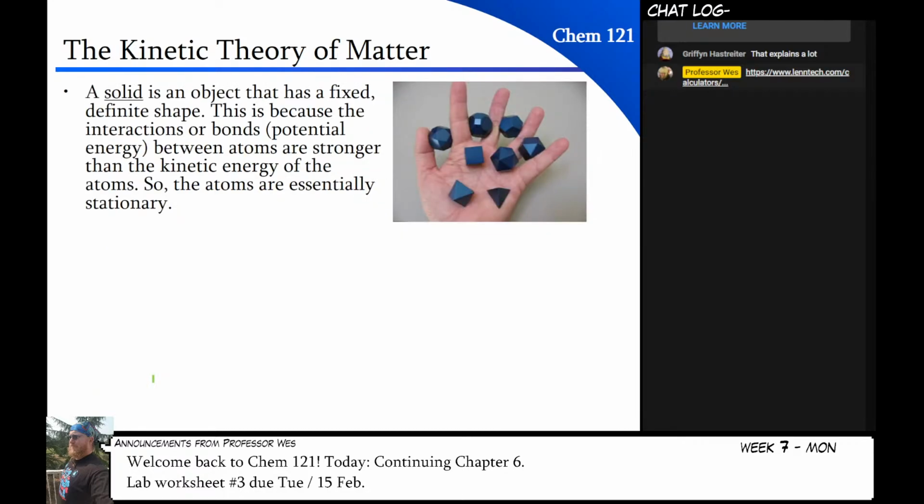So the first shape that we're going to define, or the first state, I should say, is the solid. Solids have high potential energy. And because the atoms or molecules in a solid are essentially stationary, their potential energy must be very high relative to their kinetic energy.